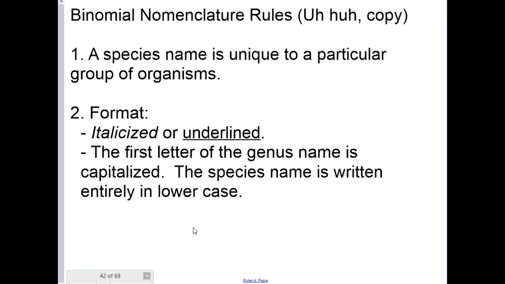The species name is written entirely in lowercase. Probably one of the most popular genus species names that you know of is E. coli. That is a genus species name.